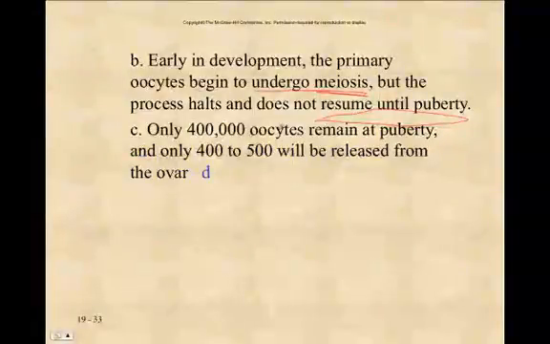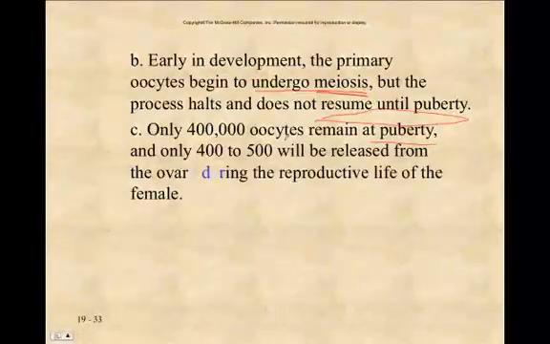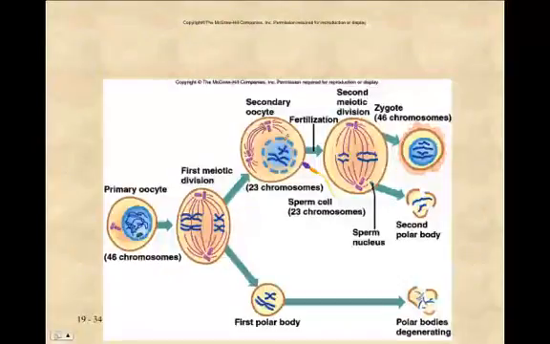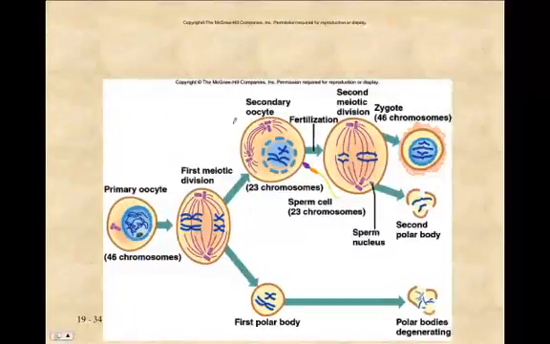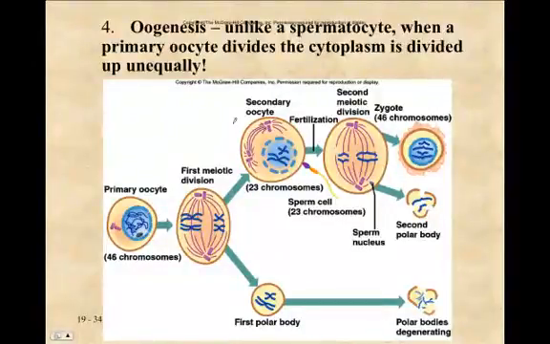Only 400,000 oocytes actually remain at puberty, and only 400 to 500 will actually be released from the ovaries during the reproductive life of a female. So kind of interesting in terms of how many eggs you have and how many eggs are really not used. So the majority of your eggs are not used. So this is kind of cool. This actually talks a little bit about oogenesis, this slide here.